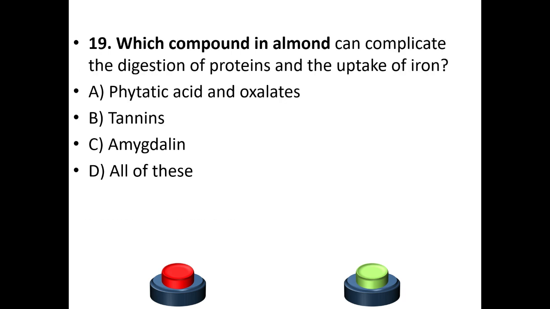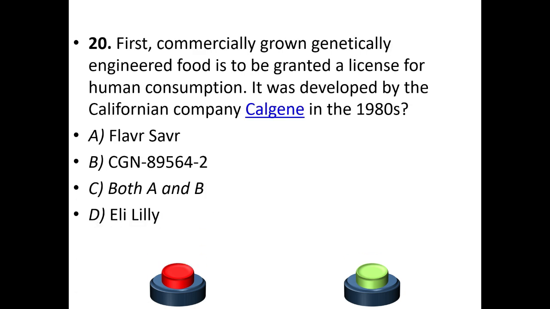19th question, which compound in almond can complicate the digestion of proteins and the uptake of iron? A. Phytic acid and oxalates, B. Tannins, C. Amygdalin, D. All of this. Which is the answer? Here answer is B. Tannins.